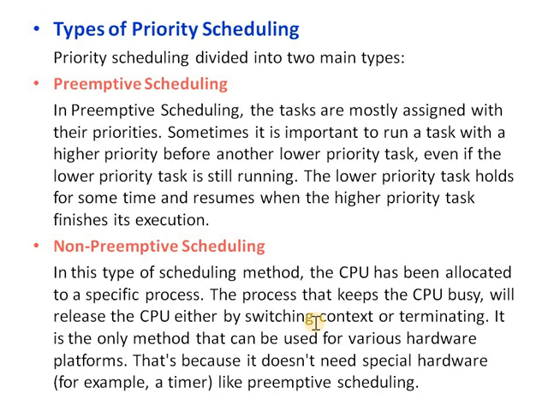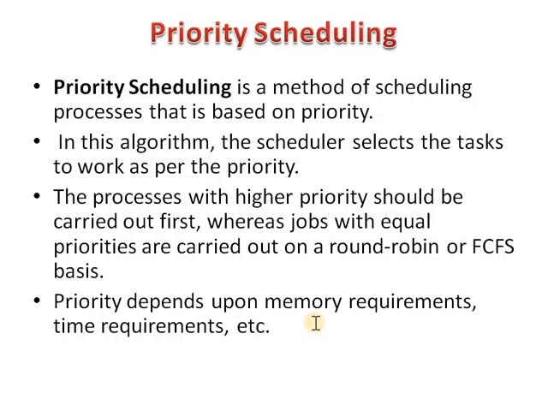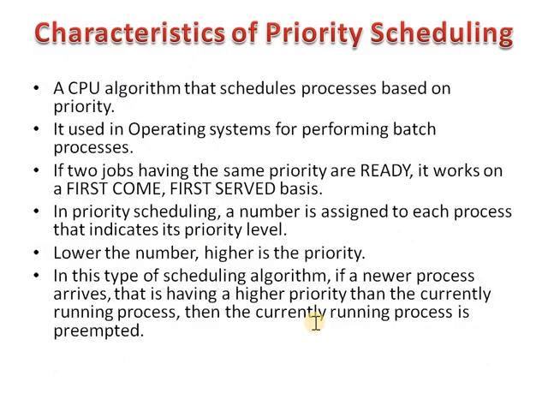And suppose two processes have a similar priority, then the decision is taken on an FCFS basis. That means first come first served: the process which comes first is executed first. And in priority scheduling, the priority can be decided based on memory requirement, time requirement, and any other resource requirement of that particular process. Let's see one example.